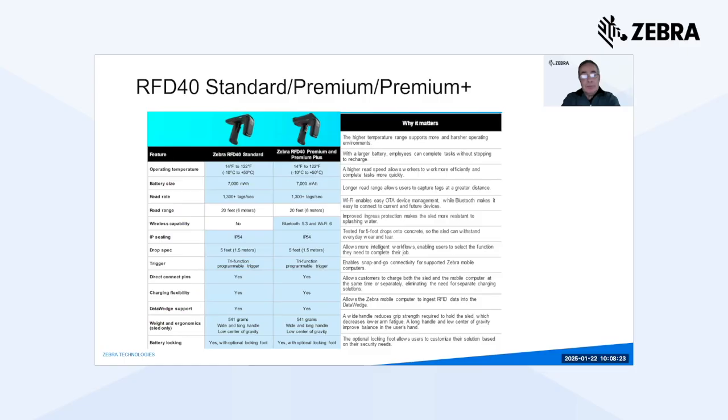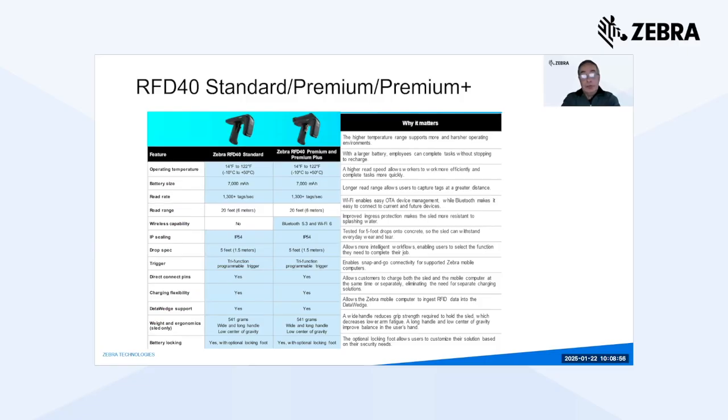The standard version in the center column doesn't have any wireless capability. And then you've got the premium version, which has Bluetooth 5.3 and Wi-Fi 6. The Bluetooth connection is for connecting normally to a non-Zebra host device. And the Wi-Fi is used for managing the RFD only. So it doesn't allow you to do data transfer. It's just for management of the RFD through an EMM product such as SOTI.